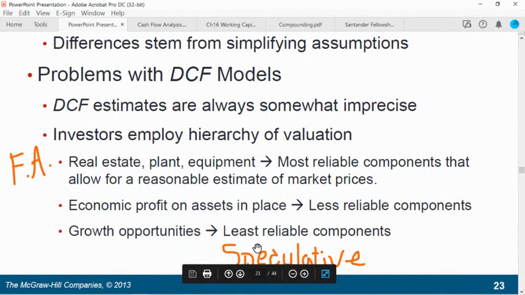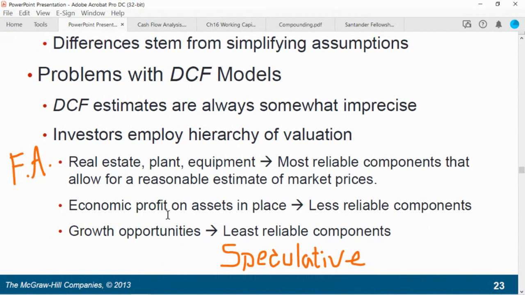So investors need something concrete. They want to know. They have a hierarchy of valuation. First of all, fixed assets like real estate, plant, equipment, that's the most reliable component that allows for a reasonable estimate of the market price. And an economic profit on assets in place, that's less reliable than real estate. Growth, and I talked about this, present value of growth opportunities.